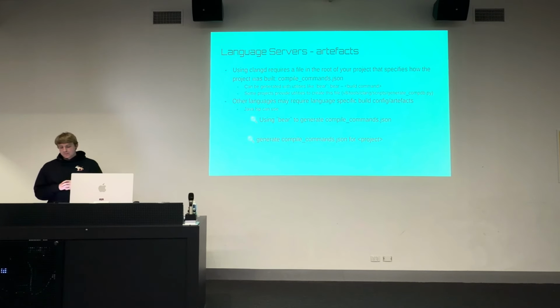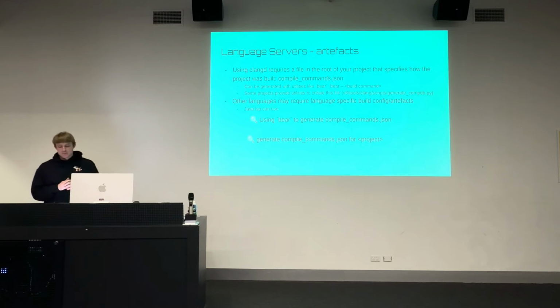For ClangD specifically, as I mentioned before, the language server might need to use some artifact to understand how the project was built. The example I mentioned earlier is that we might have some part of the code that's only included conditional on some compilation flag. The way ClangD does this is with a file, compile_commands.json. So how do we get this file?